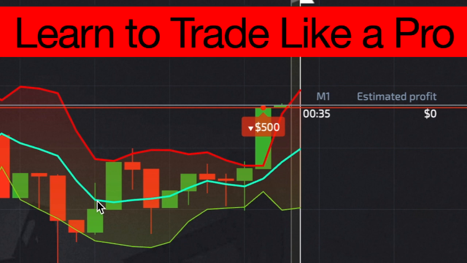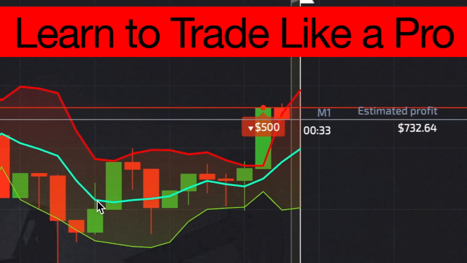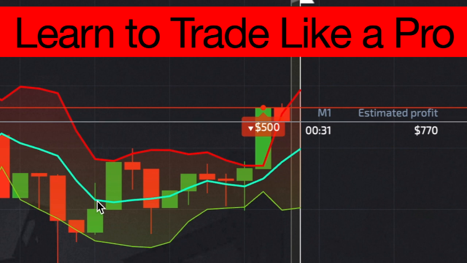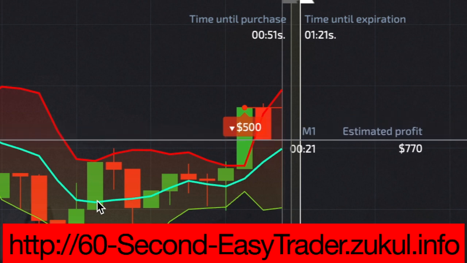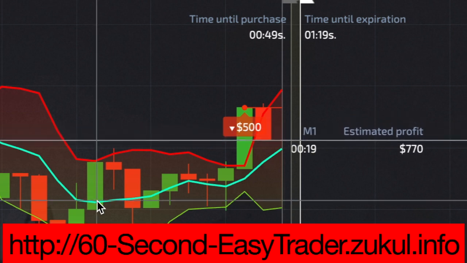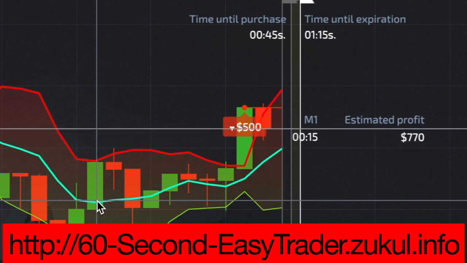So let's make some money. I've just placed a $500 trade, and if I get this trade, I will get back $770, which will be $270 profit, because obviously I'm placing a trade of 500, so I get my $500 back plus the 270, which will take it up to 770.